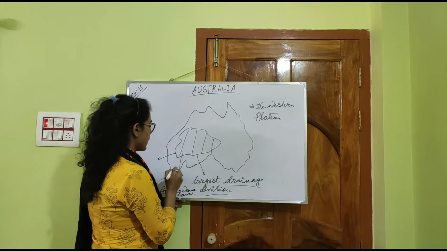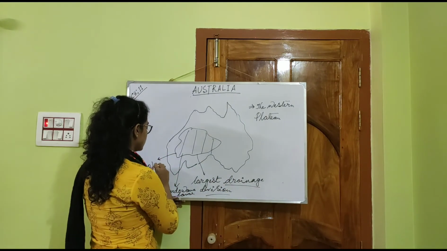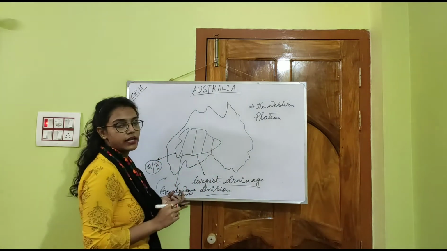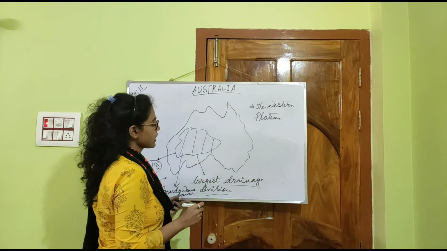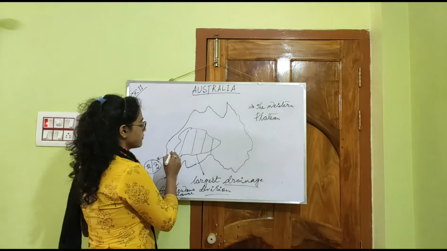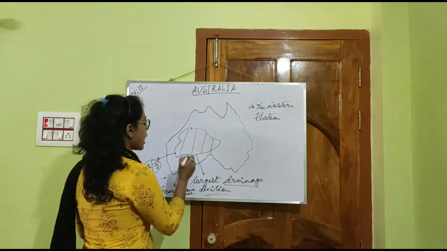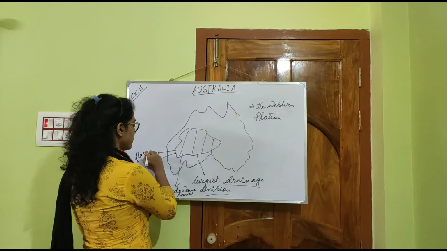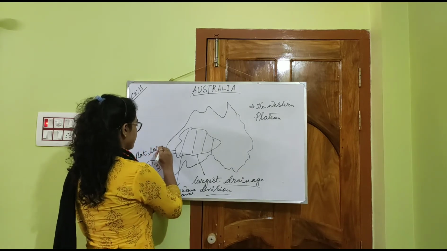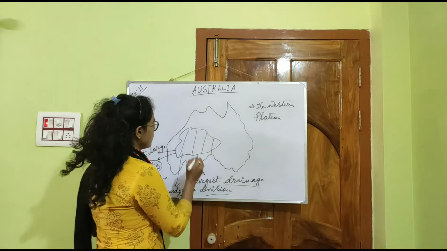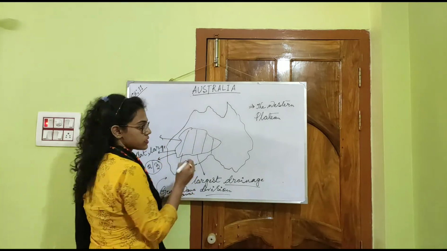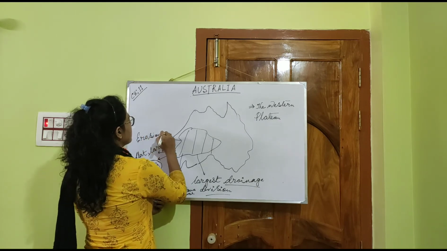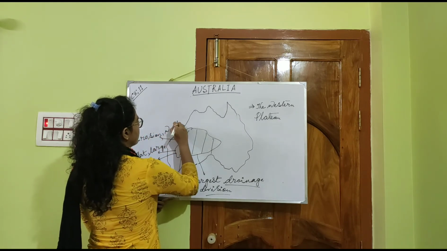And this area covers two-thirds of the total continent. It is a flat and large area. A plain, flat and large area means it is eroded. So how is it eroded? By which process? By the processes of erosion and weathering.